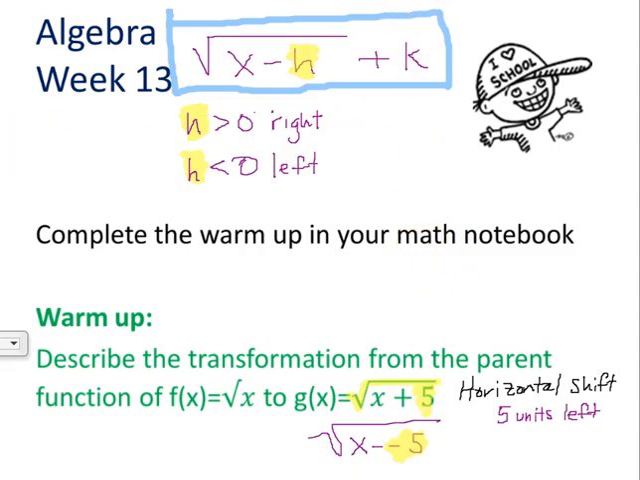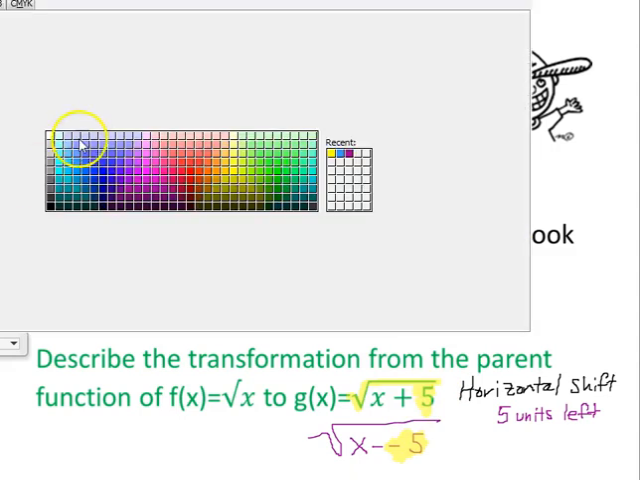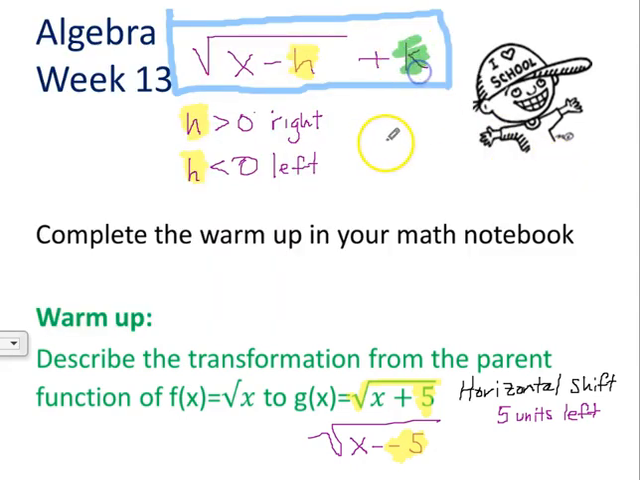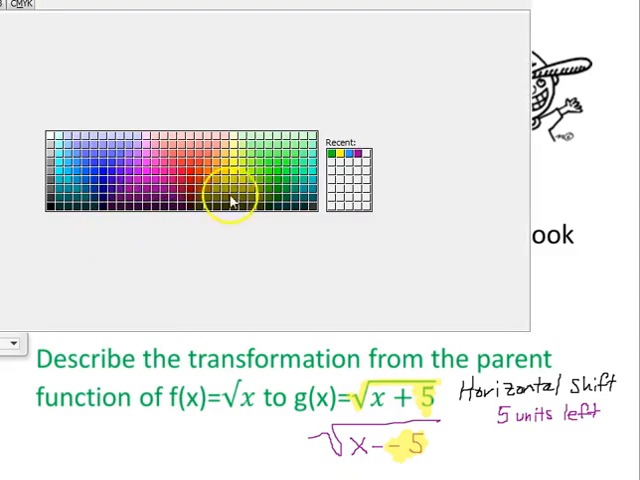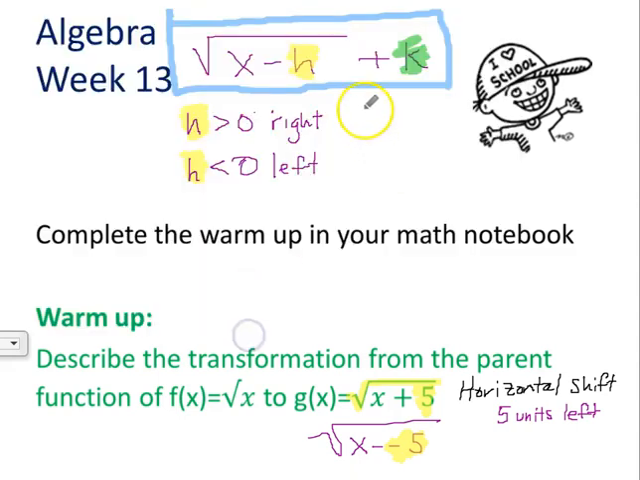Our k value is pretty straightforward. If k is greater than 0, we're going to go up. And if the k value is less than 0, a negative number, we're moving down. So that one's a little bit more straightforward.